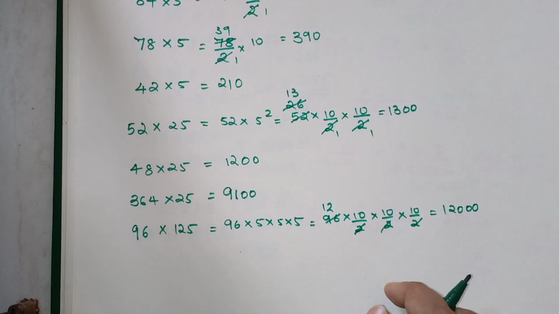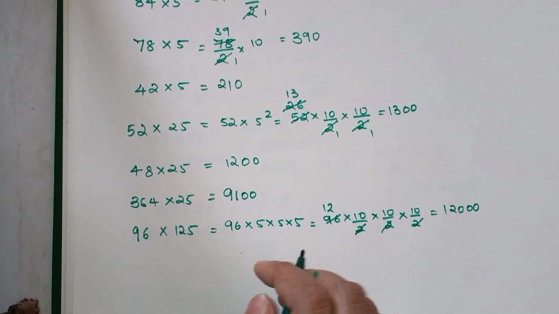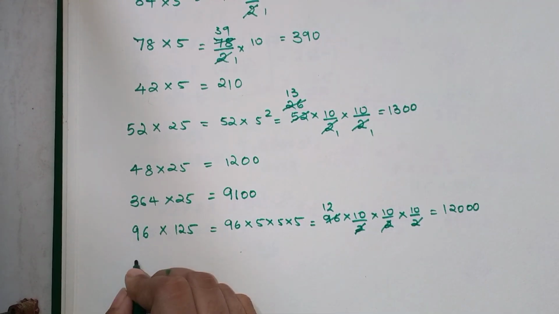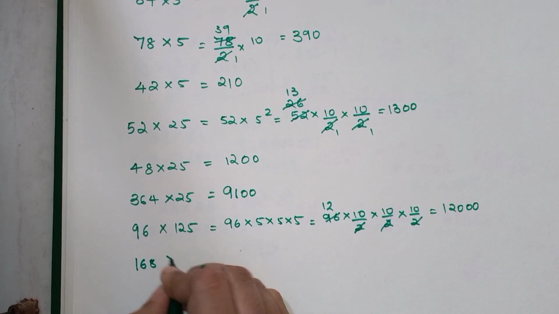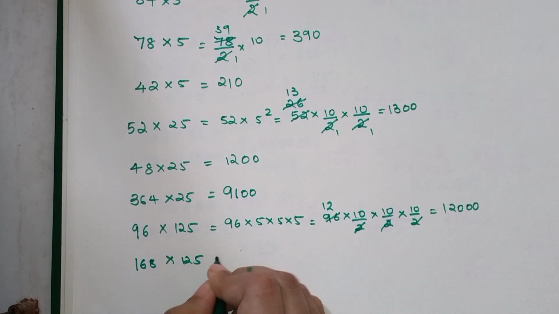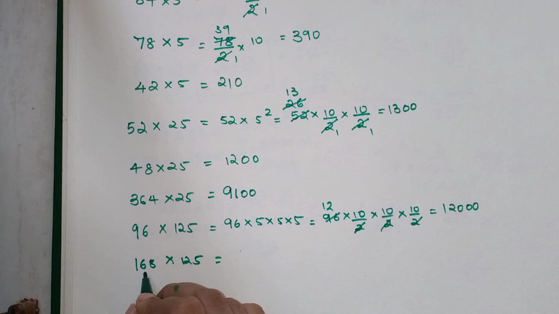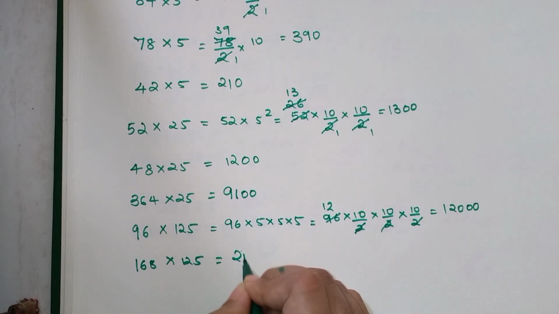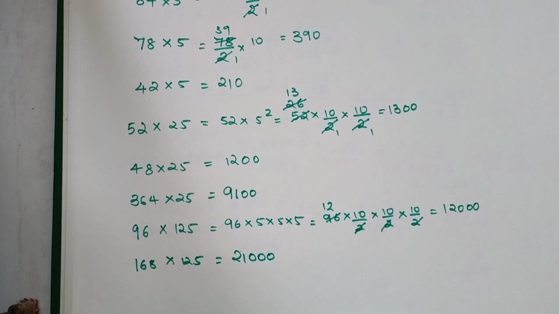Now let's try to do this with another number, 168 into 125. So again, 168 when divided by 8 gets you 21, then multiplied by 1000, so your answer is 21,000.